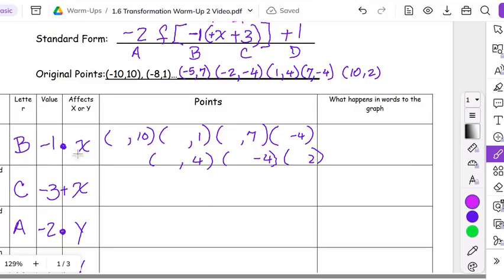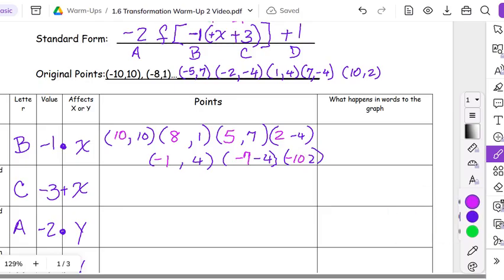And then we're just going to change the x values. Since the x values are being multiplied by negative 1, it becomes a positive 10, a positive 8, a positive 5, a positive 2, a positive 1, sorry, it's going to be a negative 1, and then this is a negative 7, and then this is a negative 10. So that's how we would do that.